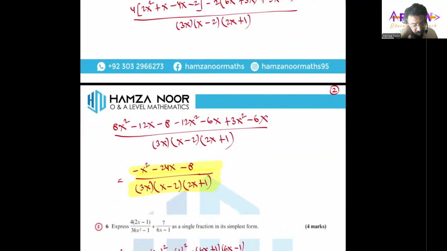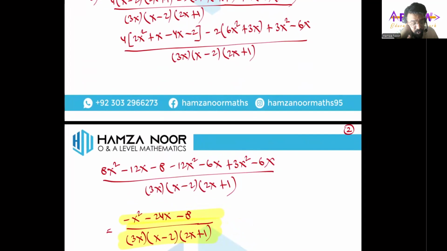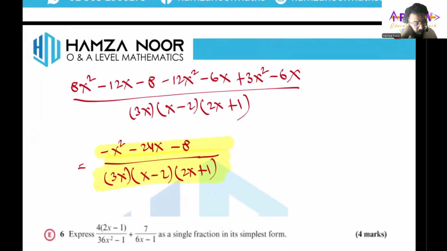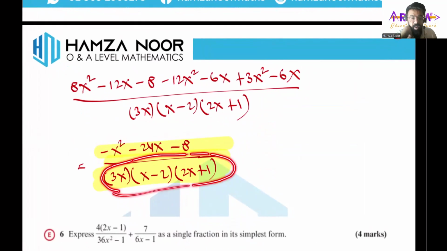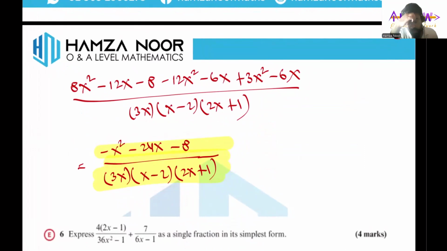Now in the next step, this 2x square plus x minus 4x minus 2 is basically 2x square minus 3x minus 2. But this expression will be multiplied by 4 as well. After multiplying it with 4, I will get 8x square minus 12x minus 8. And then minus 2 into 6x square, and then minus 2 into 3x, and then 3x square minus 6x. Now I'm going to simplify the numerator. So minus x square minus 24x minus 8, divided by 3x multiplied by x minus 2 multiplied by 2x plus 1. This is supposed to be your answer.